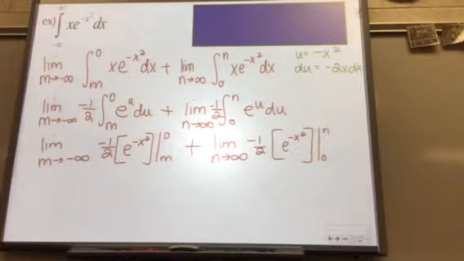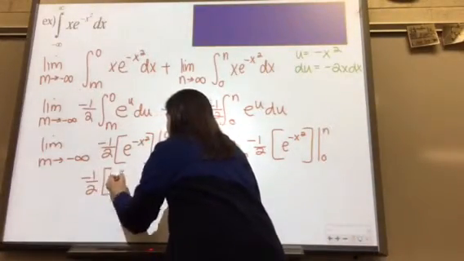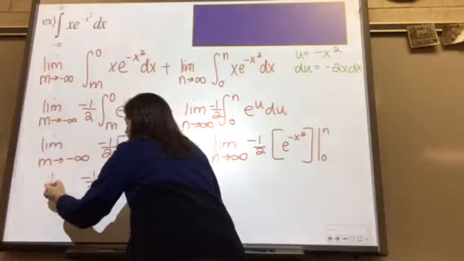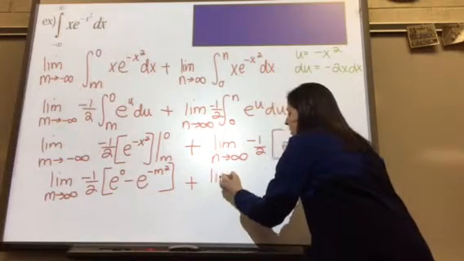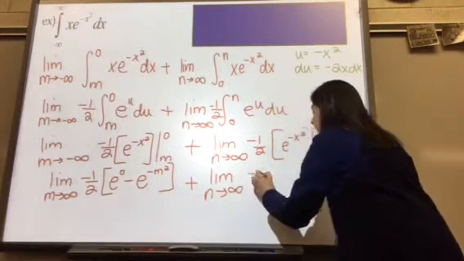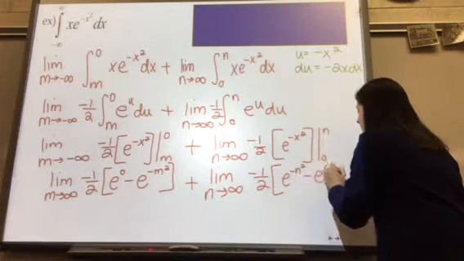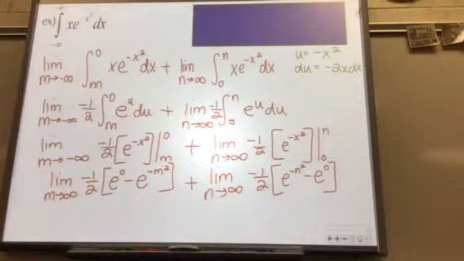All right. Now it's the plug and chug FTC. Here we go. This is going to become negative 1/2 e to the 0 power minus e to the negative m squared power. And this is all heading towards negative infinity. This is all heading towards infinity. And this is e to the negative n squared minus e to the 0. I have not taken a limit here, and I am showing a lot of steps here. So there are some of you that could probably skip some of these steps. I'm totally game with that.